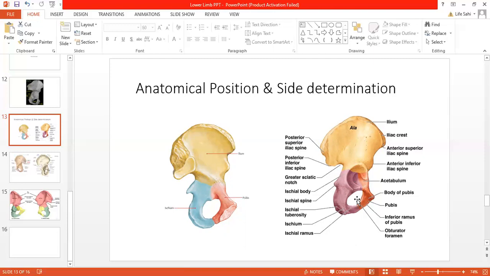The third point is the obturator foramen. The obturator foramen is located below the acetabulum and is bounded anteriorly by the thin pubis and posteriorly by a strong, thick ischium.